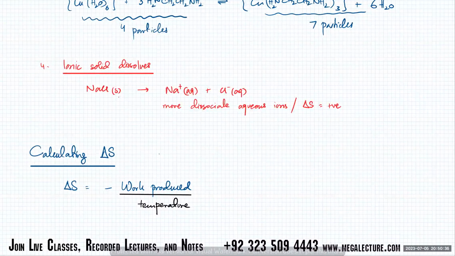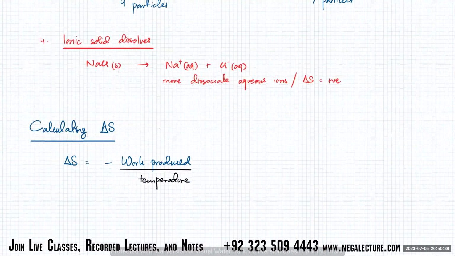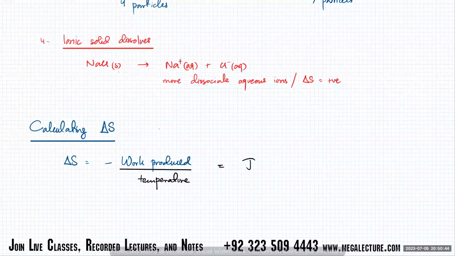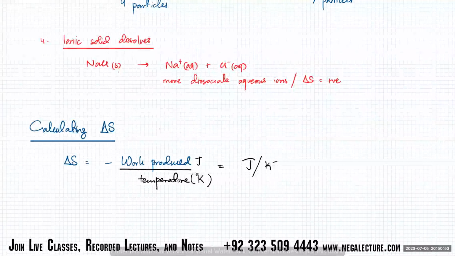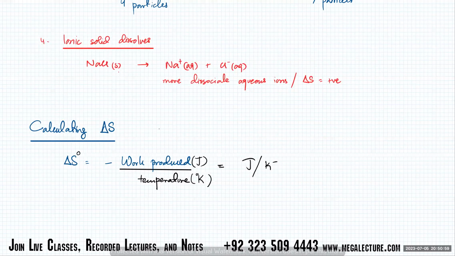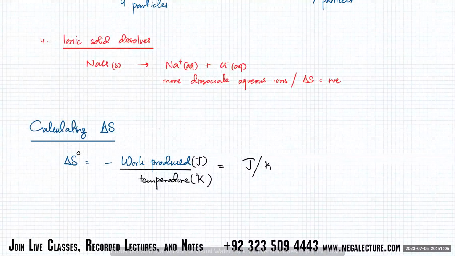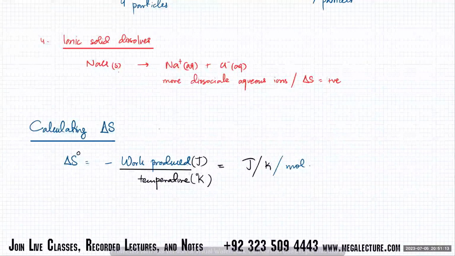So we're going to write the unit of entropy change. It's going to be joules per Kelvin. The temperature is always going to be in Kelvin, and this is going to be in joules. And if you're talking about standard entropy, then it's going to be per mole, so joules per Kelvin per mole. You're calculating it for 1 mole of substance. So standard entropy or entropy changes are calculated for 1 mole of substance.